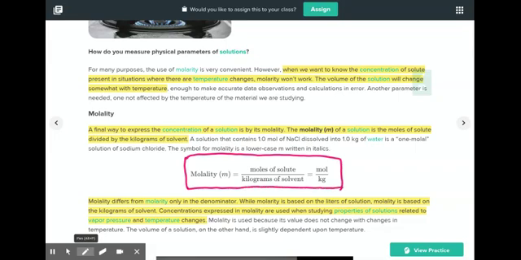The way to calculate molality is the same as calculating molarity, just a different formula. Make sure you know that here molality is moles of solute over kilogram of solvent, and then molarity is mole of solute over liter of solution.